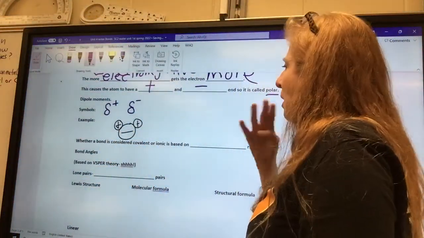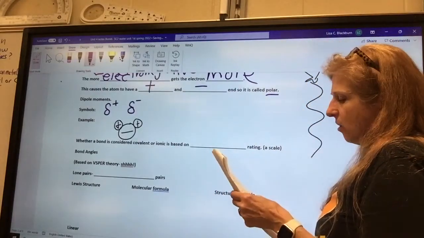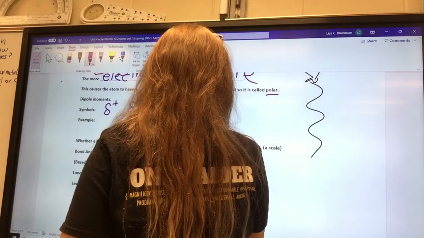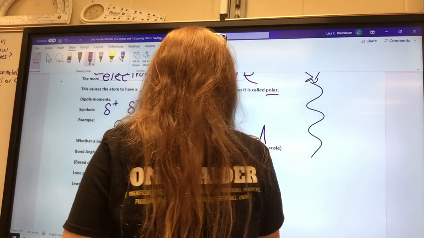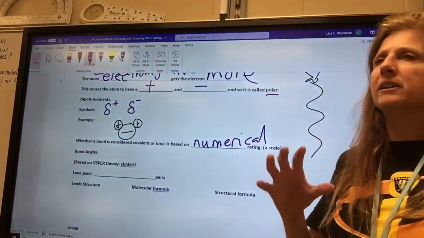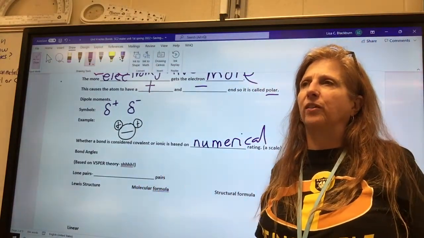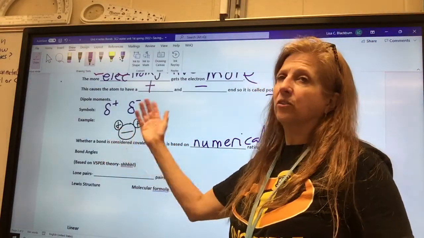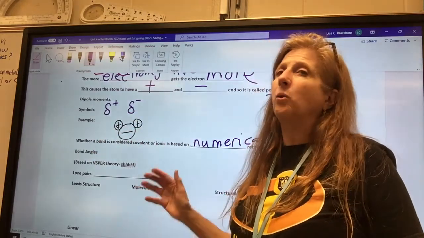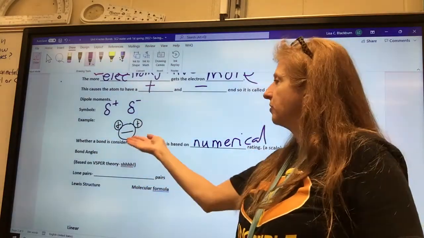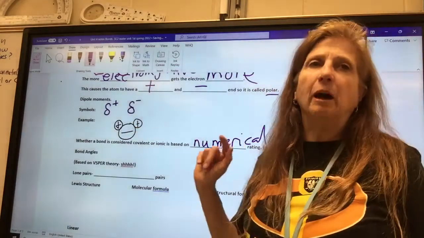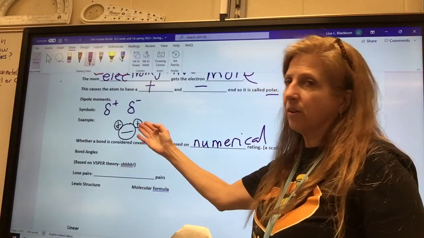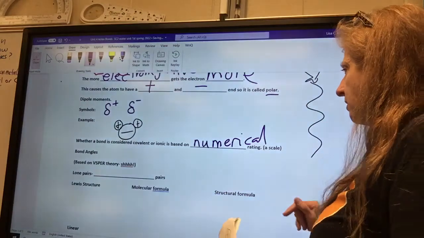Makes you feel important. Whether a bond is considered covalent or ionic is based on a numerical value, a numerical rating. It's a scale. So it's not so cut and dry that this electron is transferred and this one is shared, because oxygen is such a bully, it almost steals hydrogen's electrons. But not quite. So how do you make the decision? Was this one ionic or covalent? It's based on a number. I can show you that scale and how to look it up. But water is covalent. It is considered sharing.